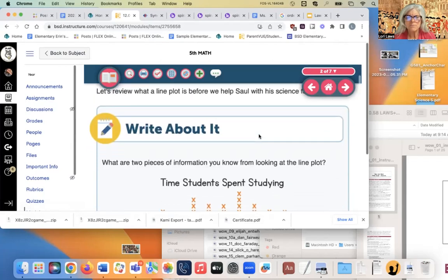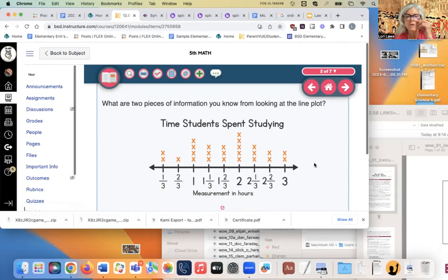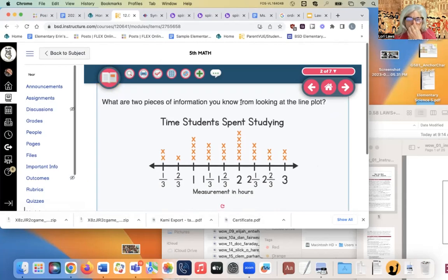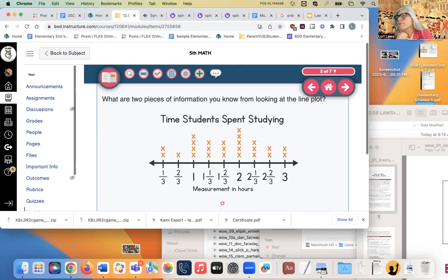Let's review what a line plot is. There's a lot of these line plots in the spiral review. There's two pieces of information you know from looking at the line plot. What are they? What are the two things you know from looking at this line plot? What do you see in this plot? Anybody? Amadi, you have your hand raised. What are we seeing in this line plot? Mila, Amoy, Abby?